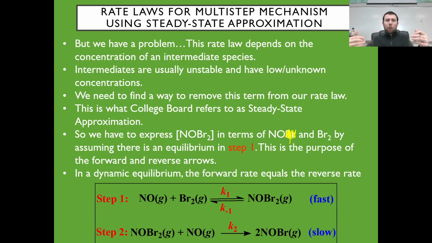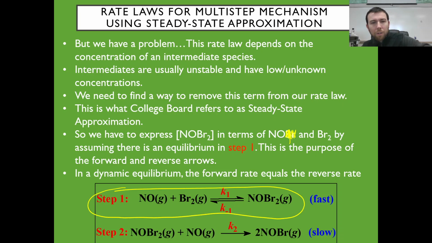All right, so what we can see here then is that in step 1 we can make this steady state approximation. We're going to try to make this substitution to remove NOBr2 from our theoretical rate law, right? And it's going to involve us using step 1 and setting up a rate law, setting those two rate laws equal to each other, right? Hopefully you're tracking with that. Take a look at the next slide. Feel free to pause this video if I'm going too fast.